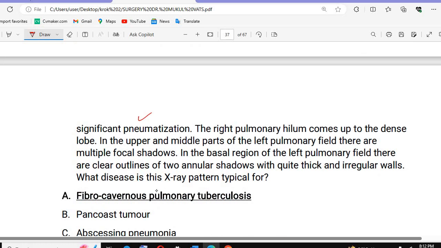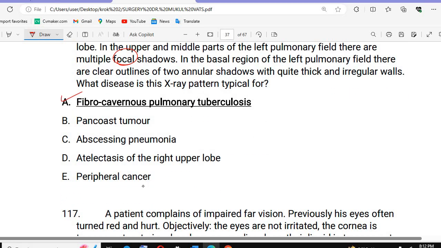In the upper and middle part of the left lung, there are multiple focal shadows. On the left, there is a clear outline, two annular shadows with quite thick and irregular walls. So what disease do we have? That is fibrocavernous tuberculosis. In this we will see fibrous walls along with the cavity. These questions we already did. So what is fibrocavernous pulmonary tuberculosis?